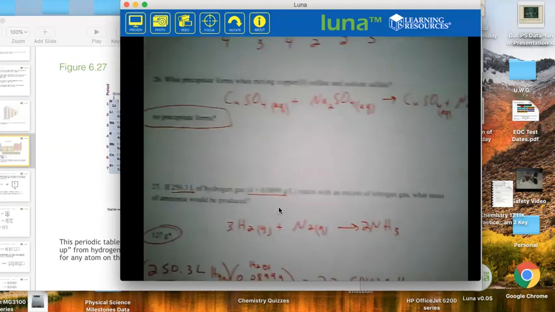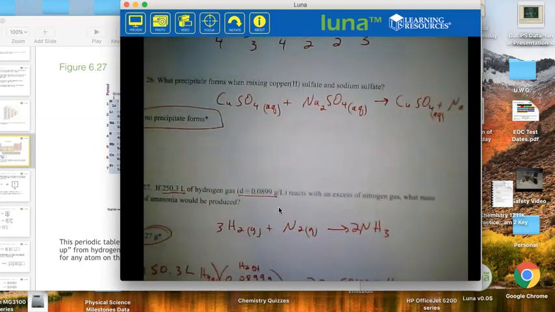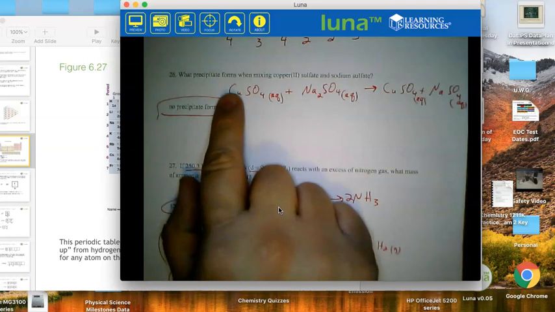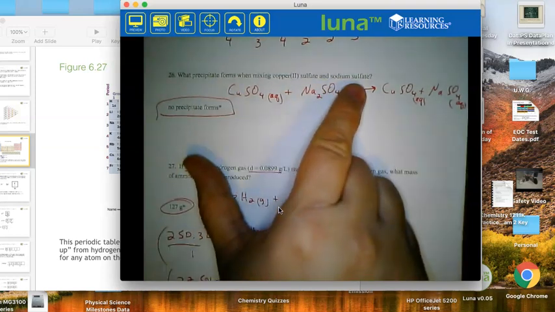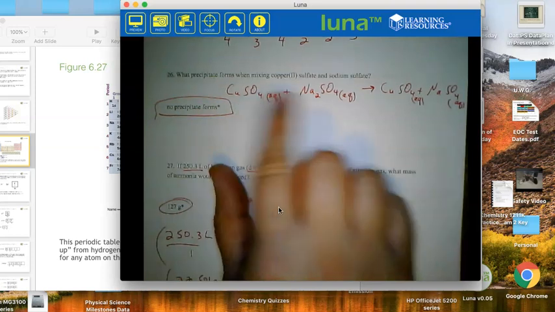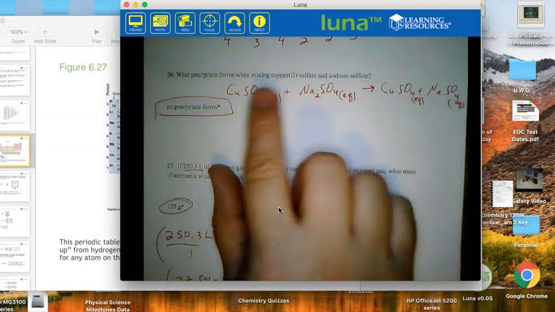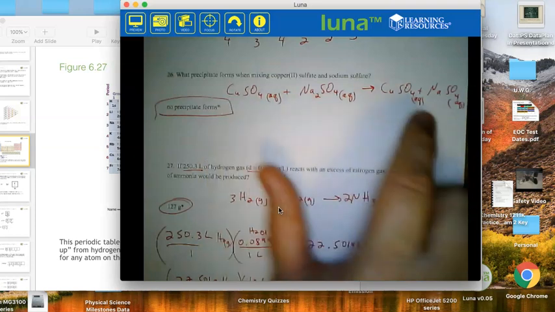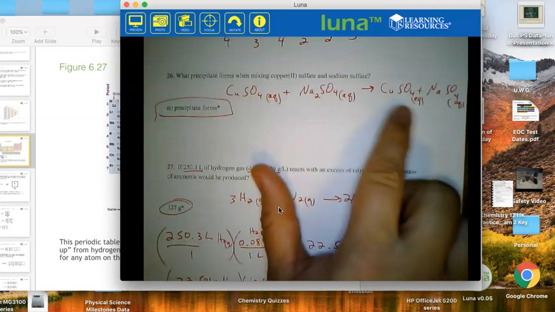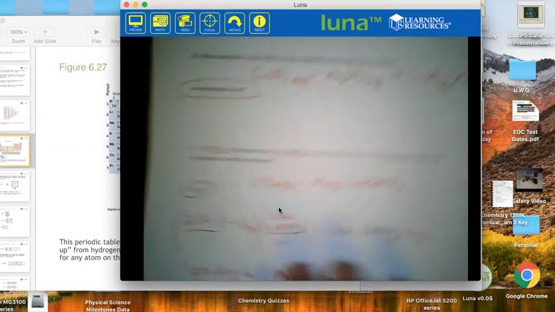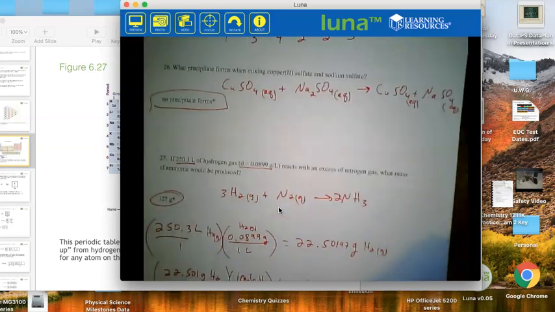All right, for question number 26, let me zoom out here. It says, what precipitate forms when mixing copper 2 sulfate and sodium sulfate? So here I wrote out copper 2 sulfate and sodium sulfate. It's two compounds here, so it's a double displacement reaction. So it's going to form copper 2 sulfate and sodium sulfate, the same products. So you have no precipitate there because they were both aqueous to begin with, and so you really don't have any reaction going on at all in that case.